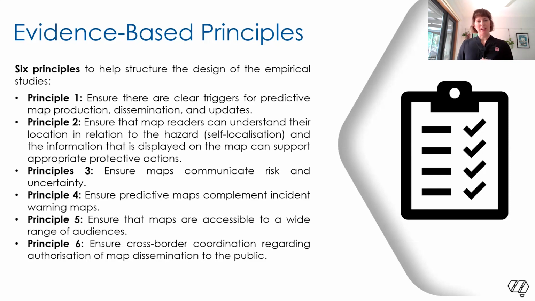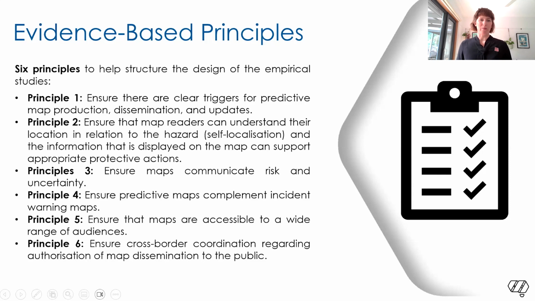So principle 1 is about ensuring that there are clear triggers to predictive map production, dissemination, and updates. So under what scenarios are predictions most appropriate? How should they be disseminated? Should it be through social media? And what considerations should we be taking into account? Or should it be community meetings? And how often can, or should, they be updated? How often can they actually be updated? So these are the sorts of things that we're looking for evidence on for principle 1.